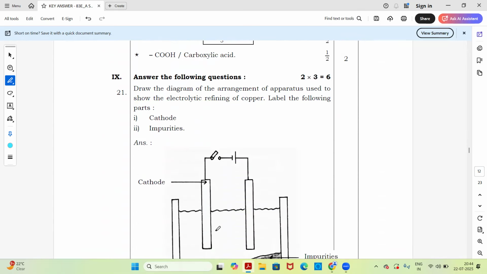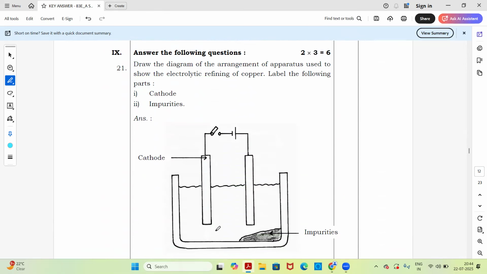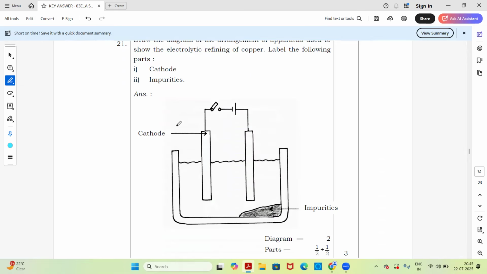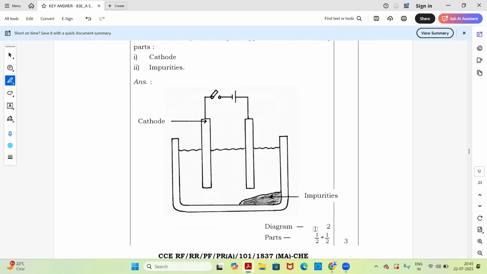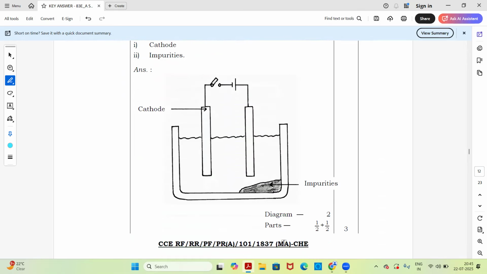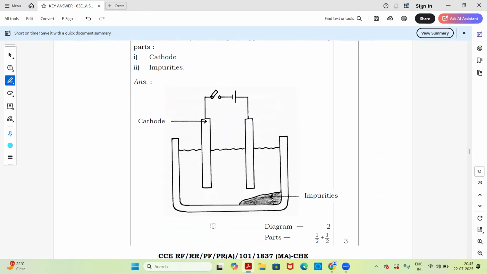Next question. Draw the diagram of arrangement of apparatus used to show the electrolytic refining of copper. Label the following parts: cathode and impurities. So you can see the diagram is drawn. Cathode and impurities are marked. So the diagram carries 2 marks and marking the parts carries half a mark. Okay, so mark segregation is given here.